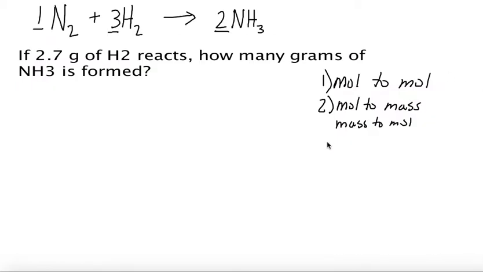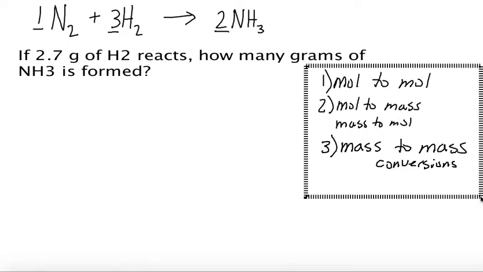And now today what we're going to do is combine those two things together, and look at mass-to-mass conversions. In this problem right here, it's telling us, hey, you've got 2.7 grams of hydrogen gas that reacts. How many grams of NH3 is going to be formed from that? So it's going from grams of this to grams of that, okay? And we have to use our molar masses to go between those two things. So let's get started and do that one right now.